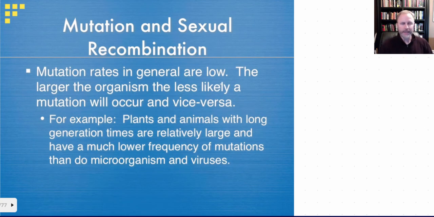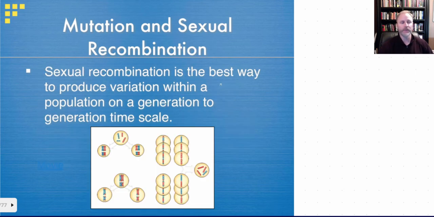If you think about a smaller organism, they generally have a very rapid generation time, and they have lots of mutations. They don't have the proofreading mechanism that the larger eukaryotic organisms have. So plants and animals generally have long generation times and a much lower frequency of mutations than something like a bacterium, a virus, or a yeast, where the mutation rate is usually a little bit higher because the generation rate is so quick.